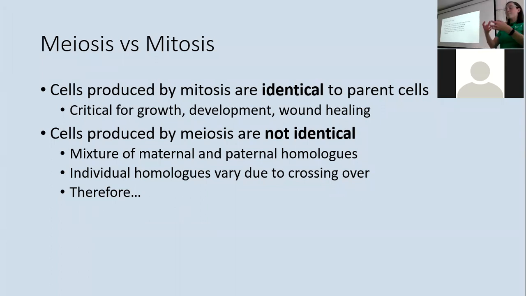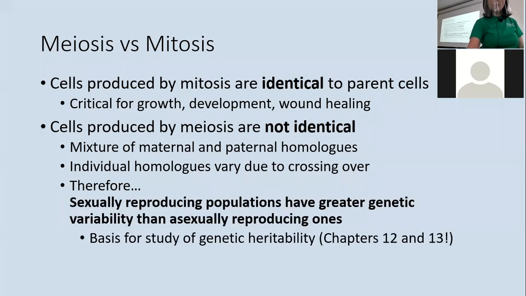Each cell is getting a mix of maternal and paternal chromosomes, or homologs, and those individual homologs vary because of crossing over. So you get this double shuffling of all of your genes and genetic variability available to you. Therefore, populations that reproduce sexually have a greater genetic variability than asexually reproducing ones. Because crossing over occurs and independent assortment happens, you get a much greater amount of heterogeneity or diversity, genetic diversity in populations.